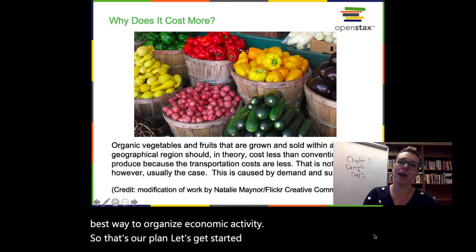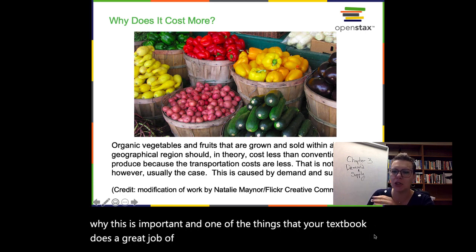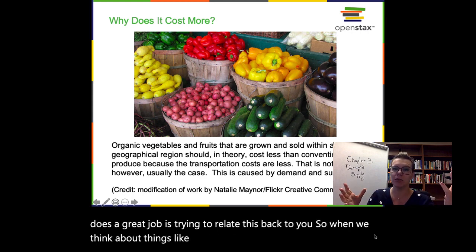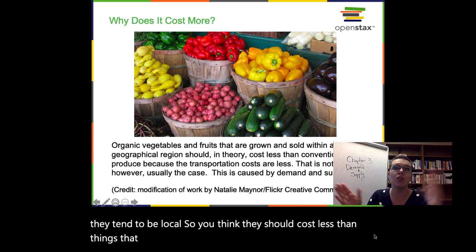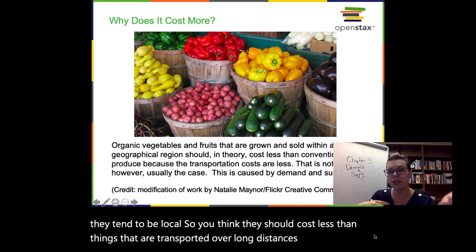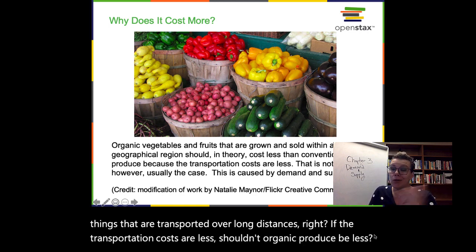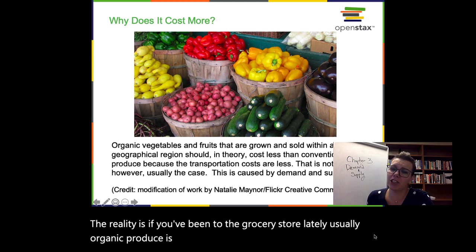So first we want to talk about why this is important. And one of the things that your textbook does a great job of is trying to relate this back to you. So when we think about things like organic produce, organic fruits and vegetables, they tend to be local. So you'd think they should cost less than things that are transported over long distances, right? If the transportation costs are less, shouldn't organic produce be less? The reality is, if you've been to the grocery store lately, usually organic produce is more expensive than conventional produce. And this gets at supply and demand.